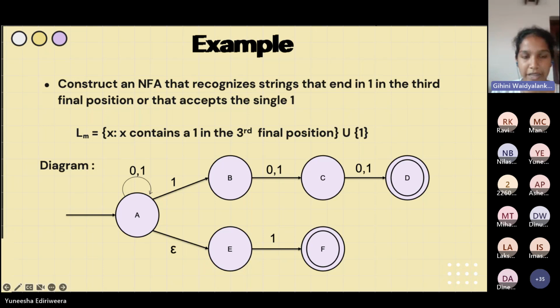Now you can see that I have already drawn this diagram. I will briefly explain what is going on here. The initial state of this diagram is A, and the rest of the states are B, C, D, E, and F. We have the inputs 0 and 1, and we also have a null input. The final states are D and F. Next slide.